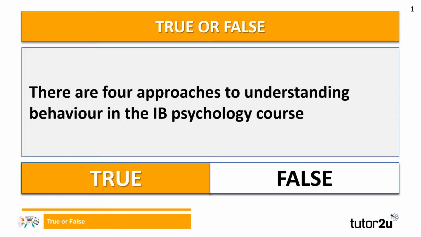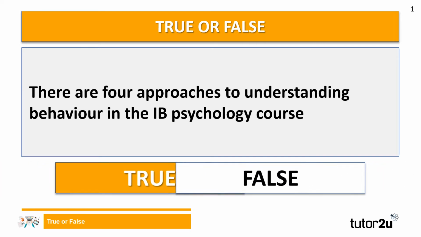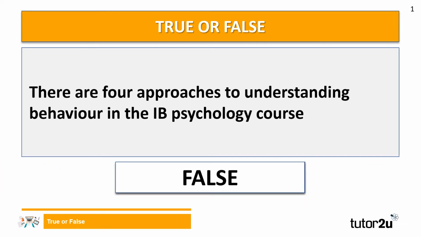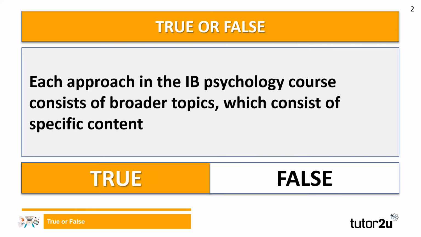There are 4 approaches to understanding behavior in the IB Psychology course. True or false? The statement is false. There are 3 approaches: biological, cognitive and sociocultural. Each approach in the IB Psychology course consists of broader topics, which consist of specific content.